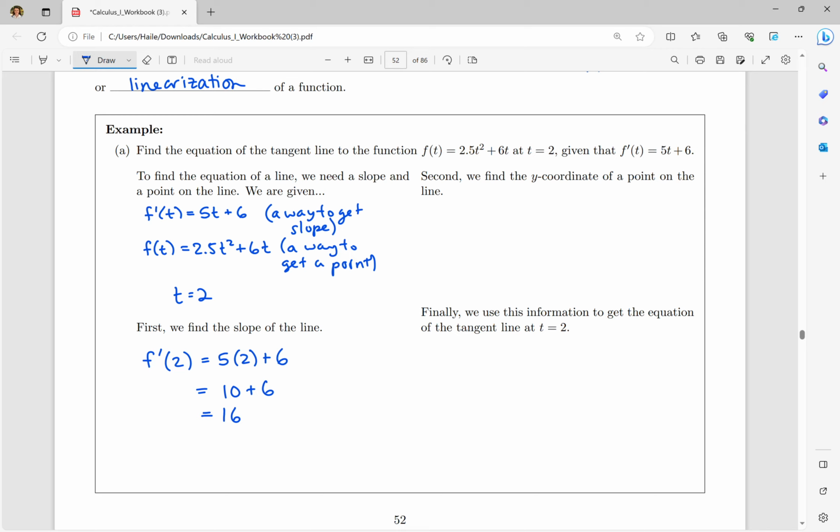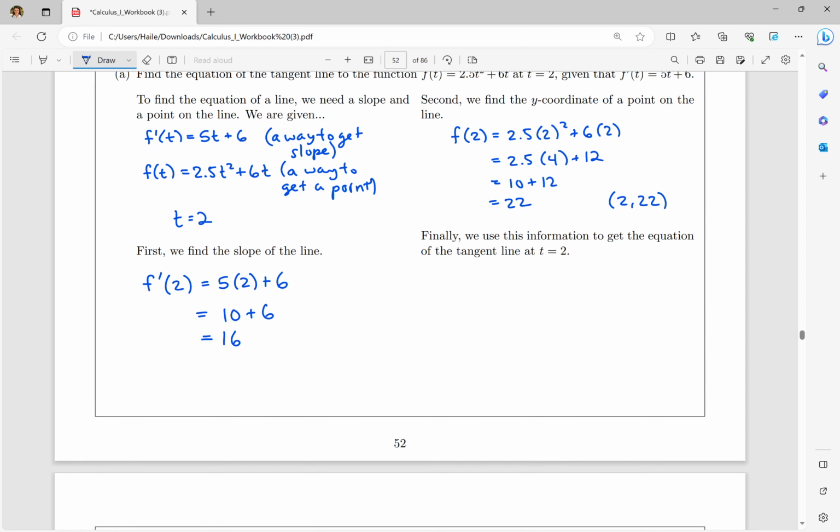Second, we find the y-coordinate of a point on the line. So again, we just take our function, plug in 2. So we have 2.5 times 2 squared plus 6 times 2, and that's 2.5 times 4 plus 12, which is 10 plus 12, which is 22. So I have my slope, I have my point on the line, which would be (2, 22). So now I can find the equation of a line, no problem.